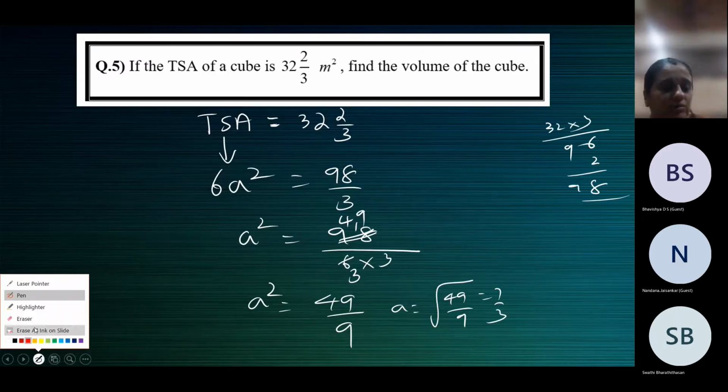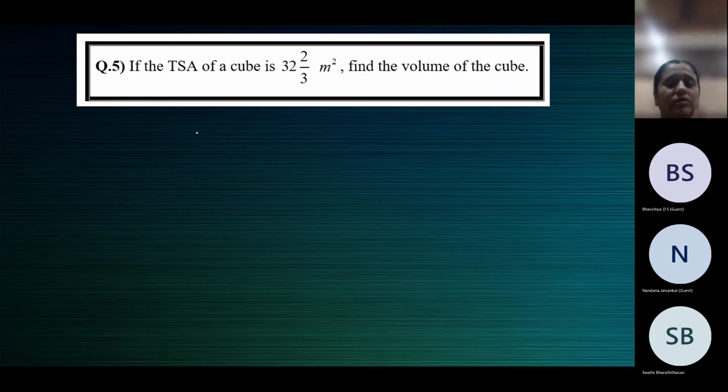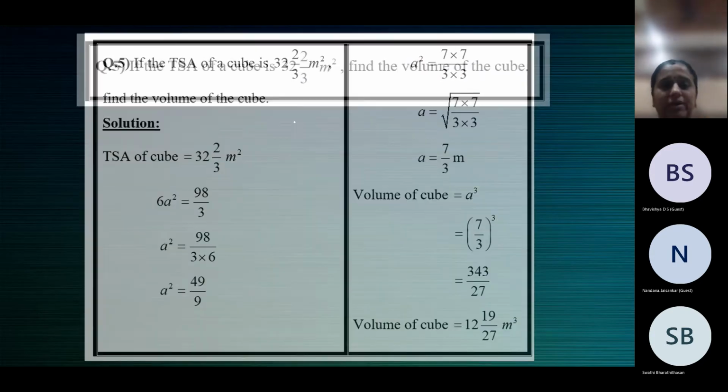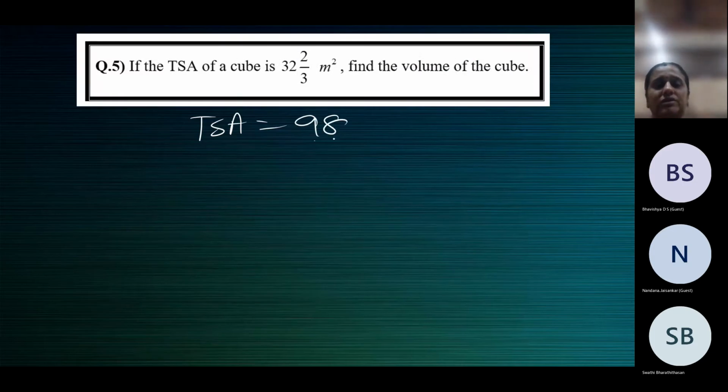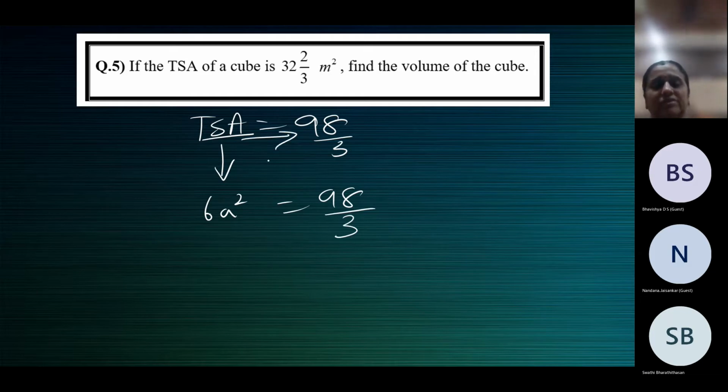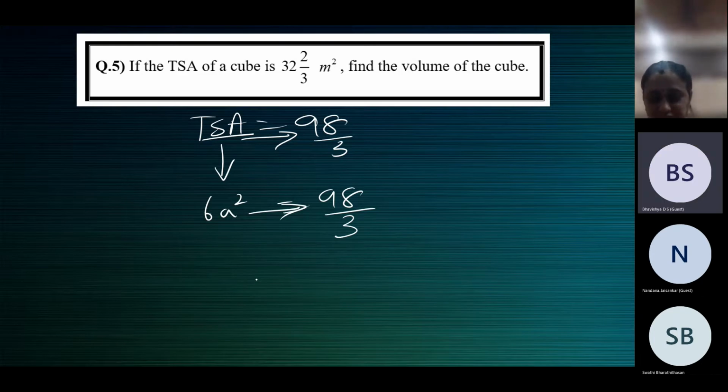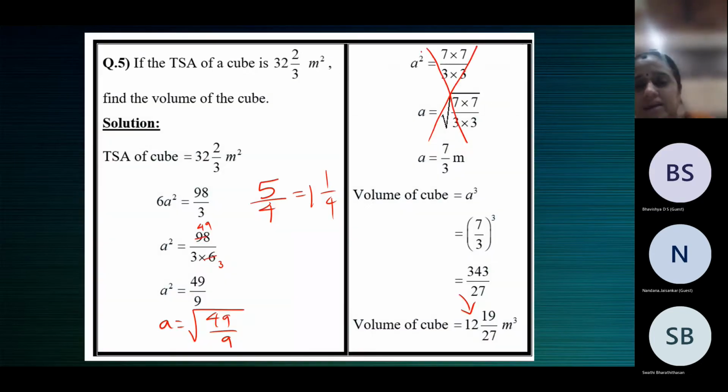So what do we do? TSA is given 32 2 by 3, which is 98 by 3. Then after this, under TSA, you should write that formula. What's the formula to find the TSA? 6A square. That 6A square is 98 by 3. TSA is 98 by 3, that means 6A square is 98 by 3. So you should solve and find A and then find the volume. Got it, children?